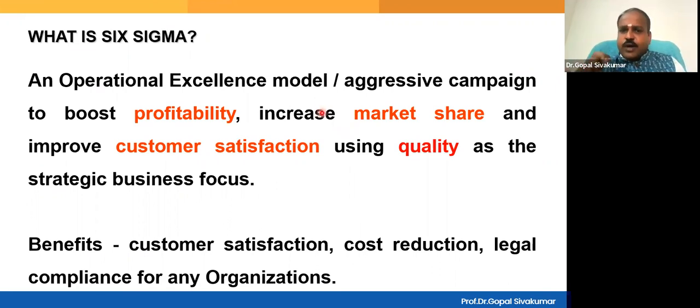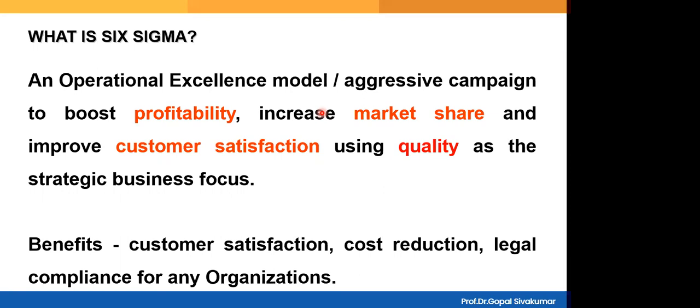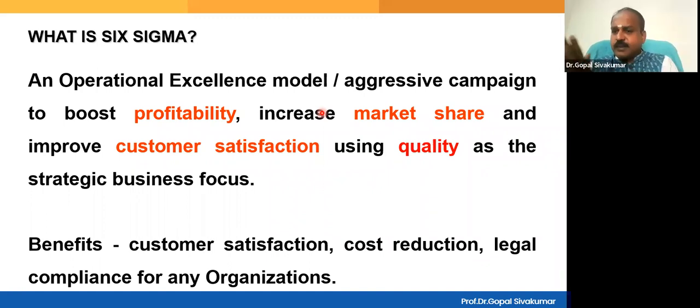So Six Sigma is an operational excellence model. Operational excellence means operationally we are better than our competitors. What is operationally? What do you do daily? Am I correct? What do you do daily if you are better compared to competitors? You sleep peacefully, your company one day will be number one. Am I correct?